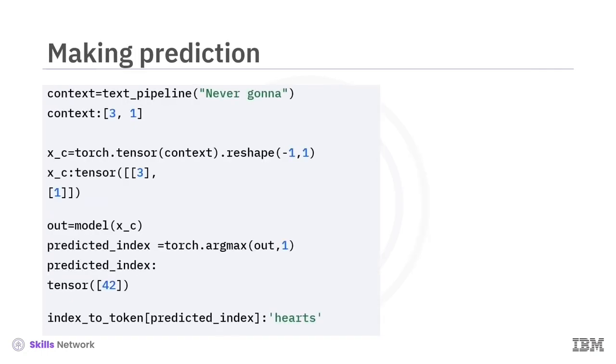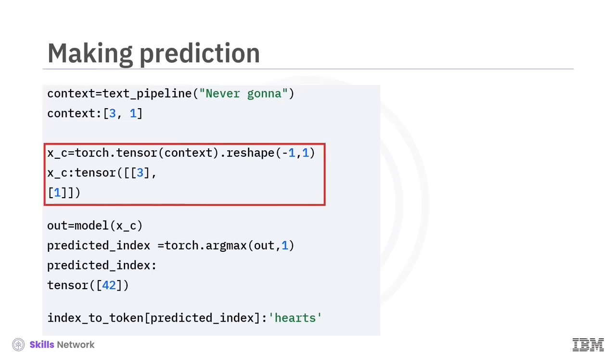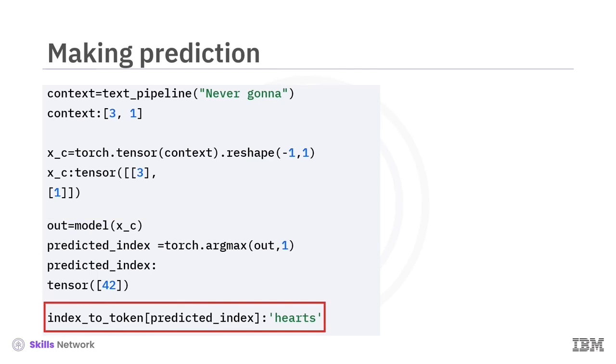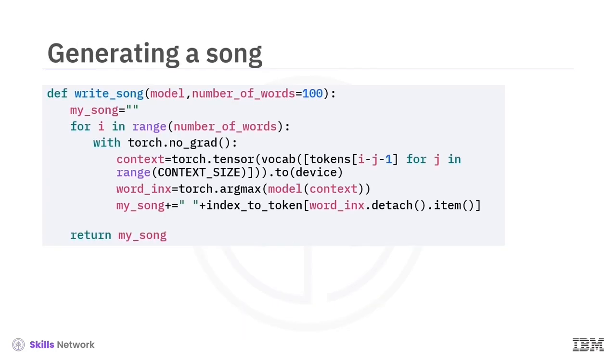Let's make a prediction. Apply a text processing pipeline to the string "never gonna". The result is the list 3, 1, which represents the token indices. Convert the list of token indices into a PyTorch tensor. Make a prediction with the model and select the index with the largest value. Finally, convert the index to a token using the index-to-token mapping. You can use this function to generate a sequence of words using a model.